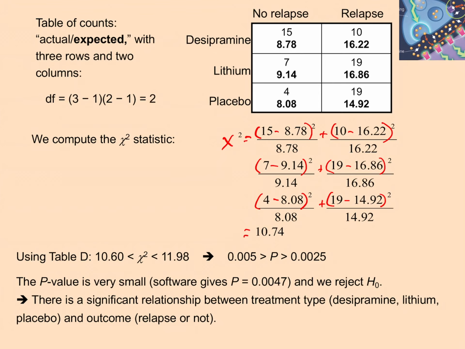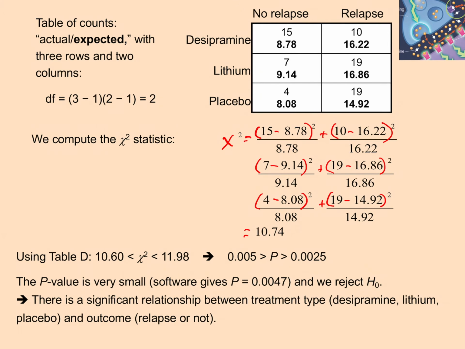Remember, our chi-square calculation is observed minus expected, squared, over expected. This first calculation is for our upper left-hand cell in our table: 15 minus 8.78 squared divided by 8.78. The second part of the calculation is for desipramine relapse: 10 minus 16.2 squared divided by 16.2. We do the same thing for all of the rest of them. There are 6 calculations, 1 for each cell in our table. We add up all those individual contributions and we get a chi-square of 10.74.